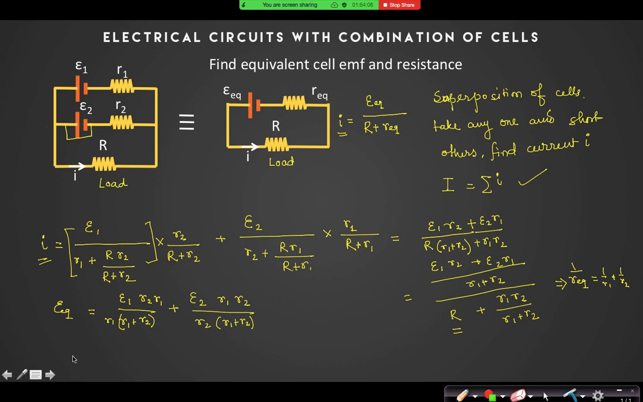So can I say that this E equivalent divided by R1 R2 by R1 plus R2 is equal to E1 by R1 plus E2 by R2? Yes, sir. And what is R1 R2 by R1 plus R2? Is that R equivalent? Yes, sir. Only R equivalent. So is your equation this one? E equivalent by R equivalent is E1 by R1 plus E2 by R2?